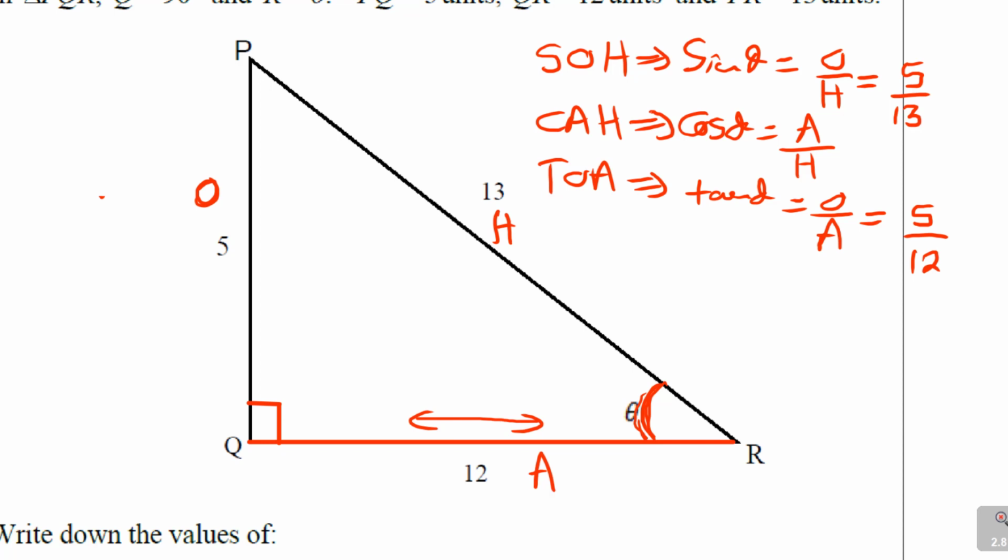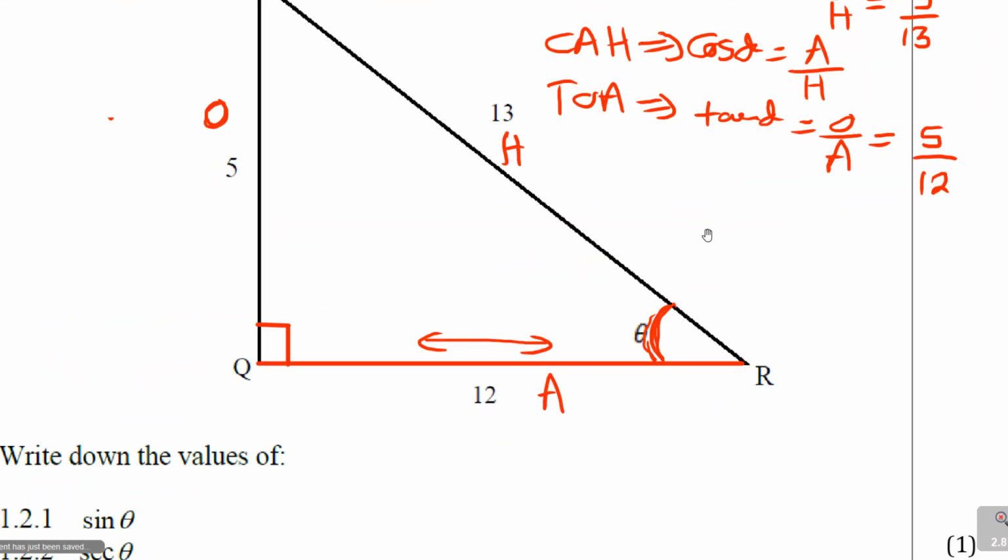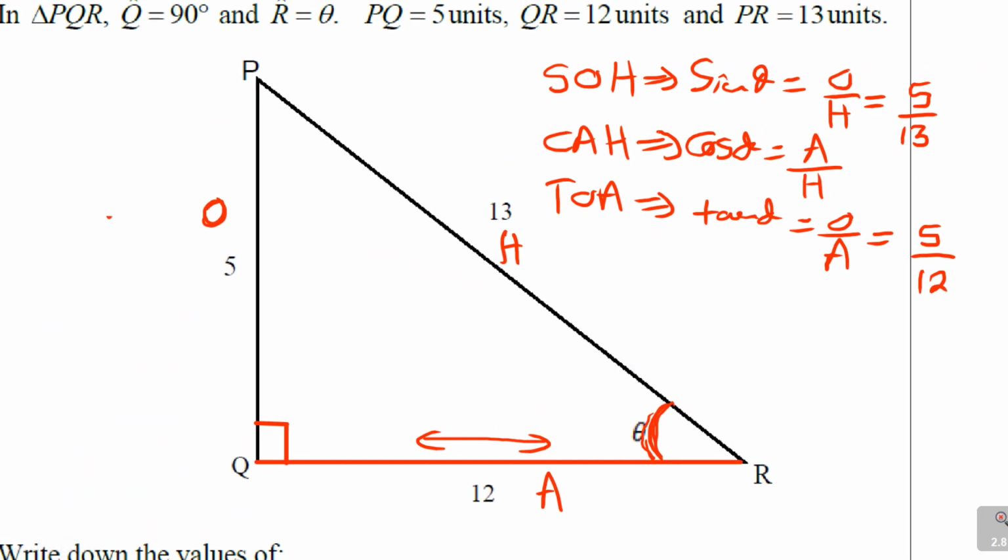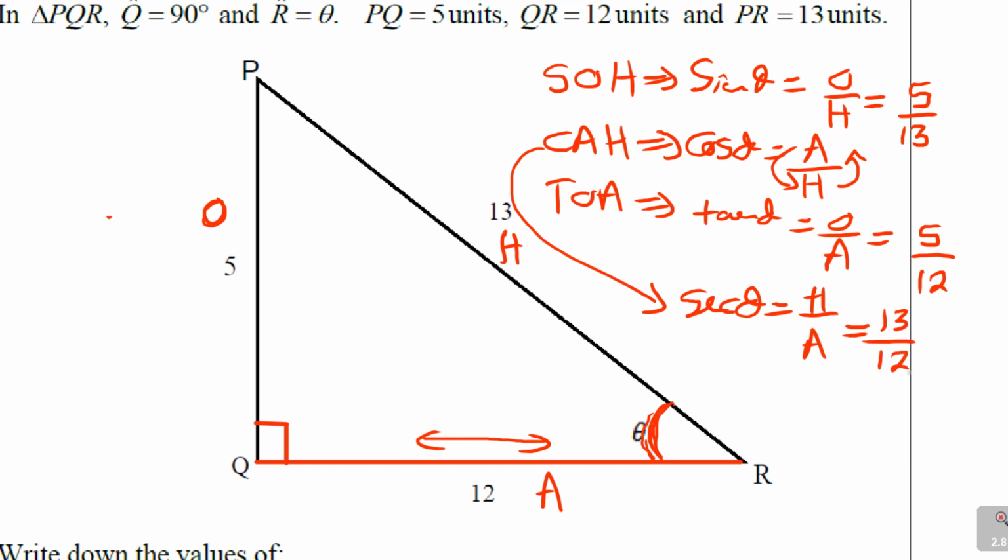And then they tricked it a bit to say sec. Now you must know that sec is linked to cos. So here, if I say sec theta, you do the opposite. This goes to the top, this goes to the bottom. It is H over A. It's an inverse. These are reciprocals. So what is H? It's 13. What is A? It's 12. Then you get the answers. That's how you simplify these.